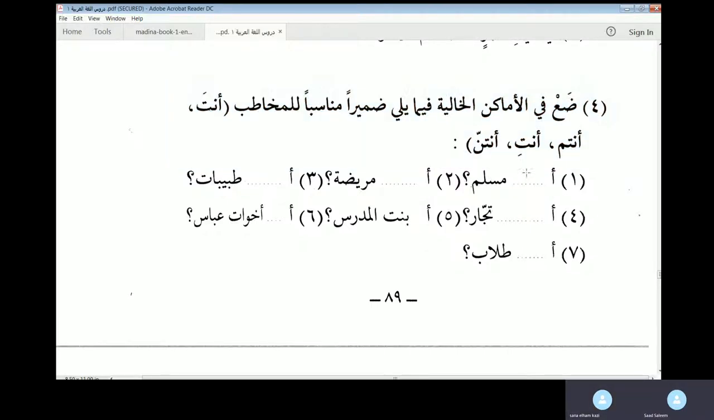Okay. Anta muslimun. Are you a Muslim? Anti marizatun. Are you a patient? Antunna tabibatun. Are you all doctors? Antum tajirun, for example. The plural is tujjar, right? Yes, correct. It can be for both male and female. Next.